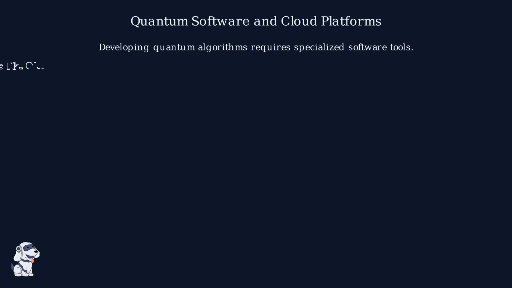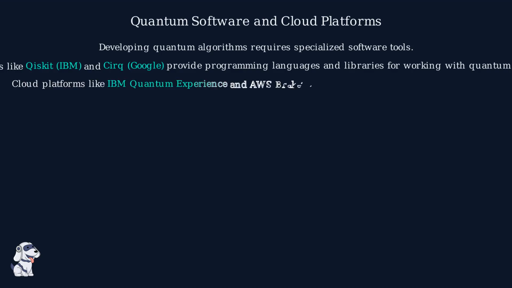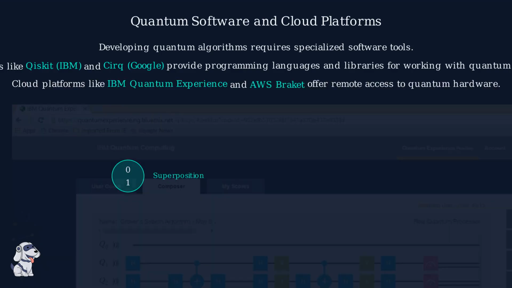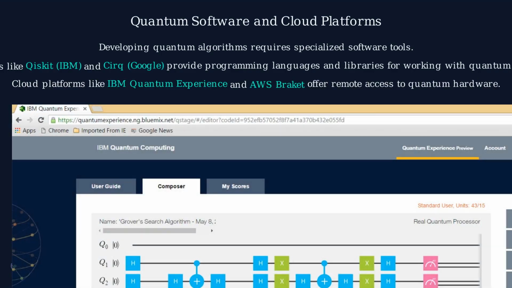to many superconducting alternatives. Developing quantum algorithms requires specialized software tools. Frameworks like Qiskit from IBM and Cirq from Google provide programming languages and libraries for working with quantum computers. Cloud platforms like IBM Quantum Experience and AWS Braket offer remote access to quantum hardware.